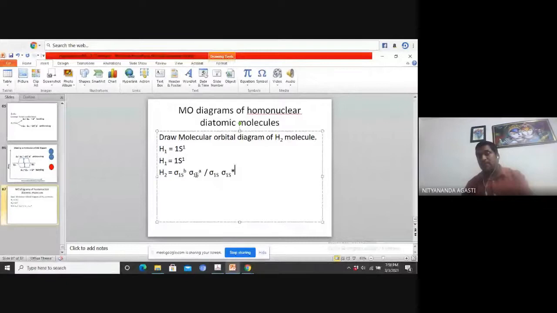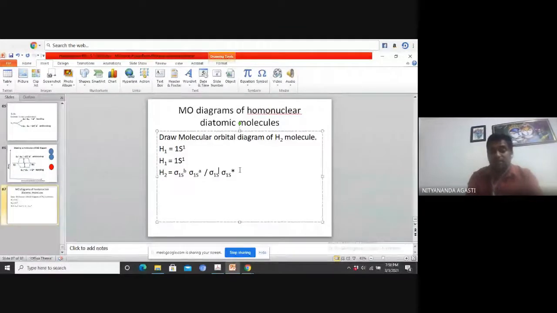Now you have to fill them up. You have a total of 2 electrons in your hand. You have to fill them in the molecular orbitals of the hydrogen molecule. So what to do? Remember, which rule will you be following? Aufbau principle. Aufbau principle says a molecular orbital having lesser energy will be filled first. Which one is of lesser energy? Bonding is of lesser energy. So it will be filled first.